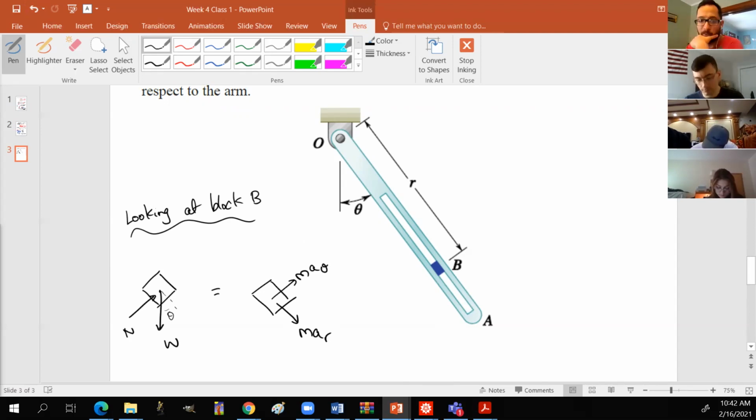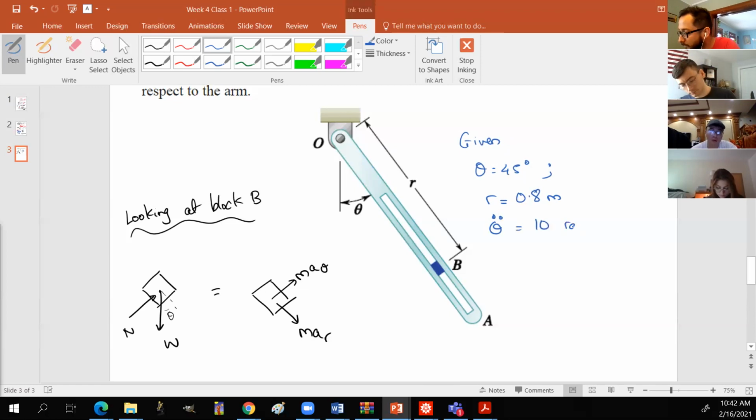So now for this problem, we're told that theta is equal to 45 degrees. We're also told that the distance r of B from O at the instant we're interested in is 0.8 meters. And you're told that the angular acceleration is equal to 10 radians per second squared. And you're given the mass of your body is 0.5 kilograms, and you know that the weight is just equal to the mass times the gravity.